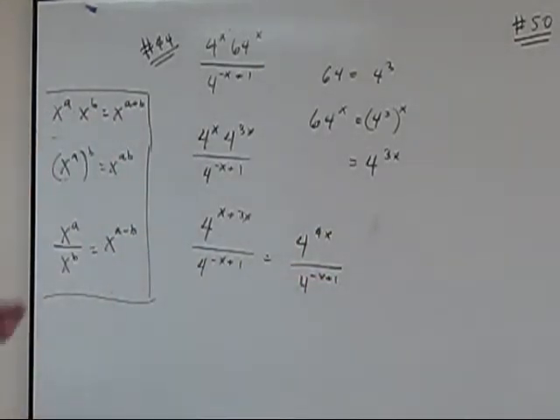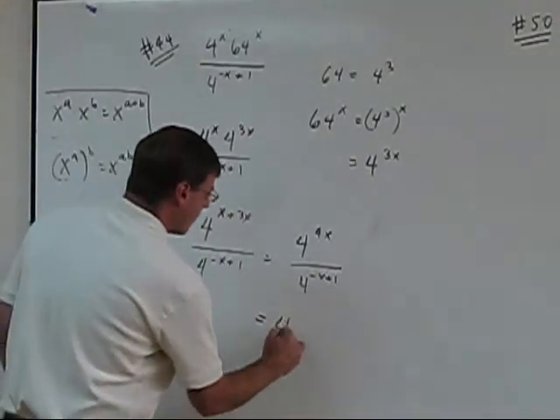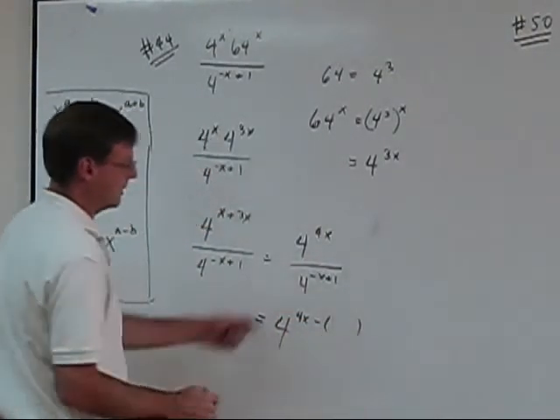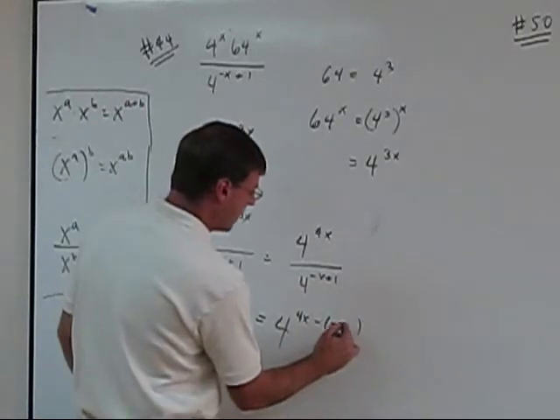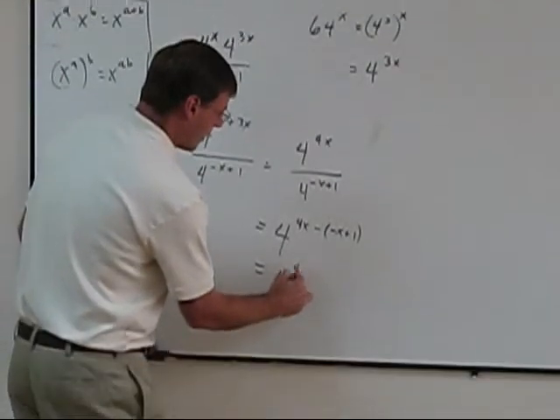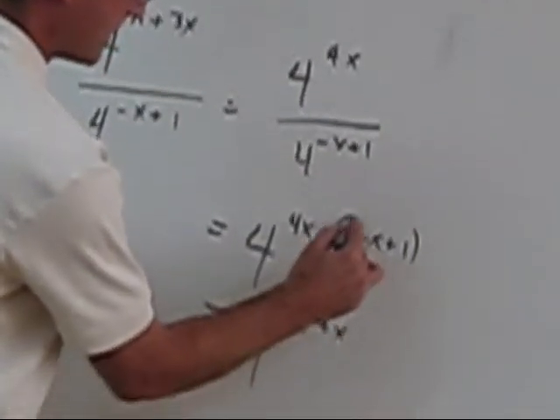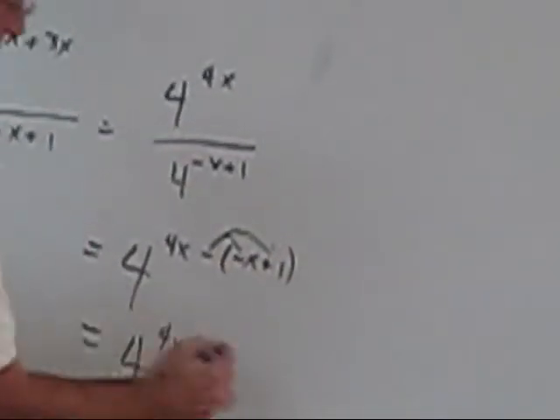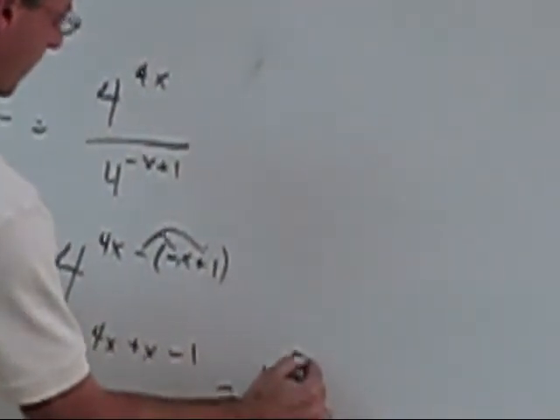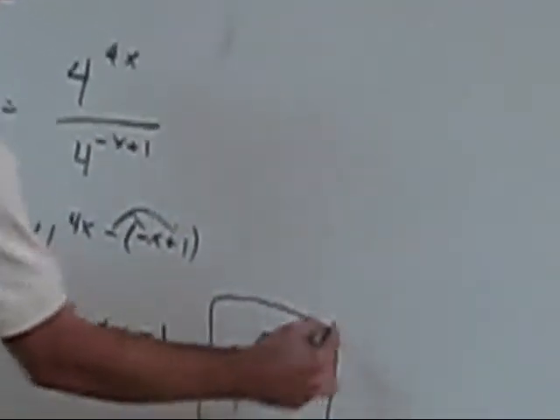Okay, now we're in the position of this last rule. I have something to an exponent on the bottom, and I'm going to subtract the exponents. So this is equal to 4 to the 4x minus, and don't forget to subtract the whole exponent. So we need to put this in parentheses here, negative x plus 1. So that's equal to 4 to the 4x plus x, because these cancel, and then that negative goes to the 1, and I get a minus 1. And my last step is to just simplify that. I get 4 to the 5x minus 1. That's your answer.